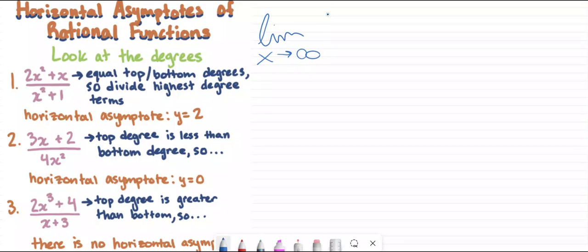And we'll take one of our little example functions here. Maybe the first one, 2x squared plus x over x squared plus 1. So if we ask about what happens as that goes towards infinity. So a couple different things.